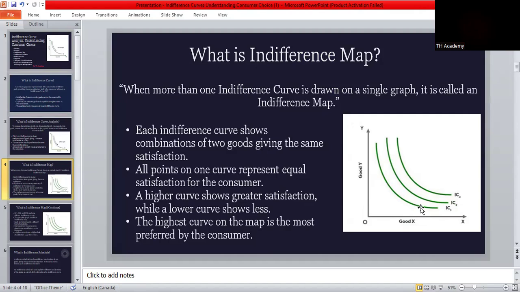Each curve represents a different level of satisfaction. A higher indifference curve shows a higher level of satisfaction, while a lower indifference curve shows a lower satisfaction level. For example, here IC3 shows a higher level of satisfaction than IC2 and IC1. Similarly, IC2 shows a higher level of satisfaction than IC1. That's how it works. So when you look at an indifference map, the topmost curve represents the most preferred combination of goods. Think of it like a map of happiness. Higher curves mean you are happier and lower curves mean you are less happy.